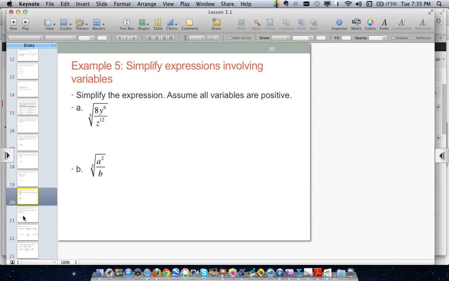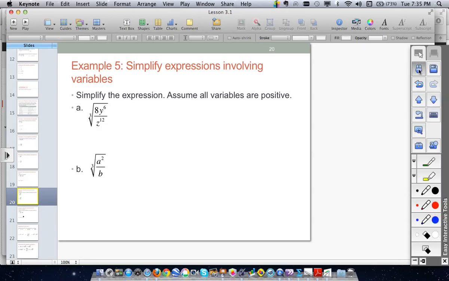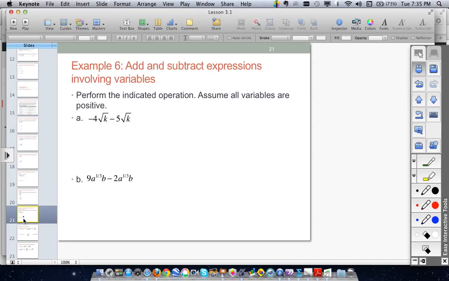All right, let's take a look at our last example. Perhaps if I make this into a mouse. There we go. Example 6, we are going to be adding and subtracting expressions involving variables. So very similarly to what we just did in example 4, but this time we also have variables included.